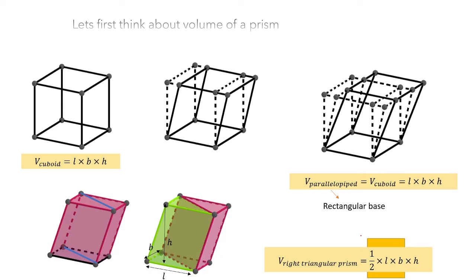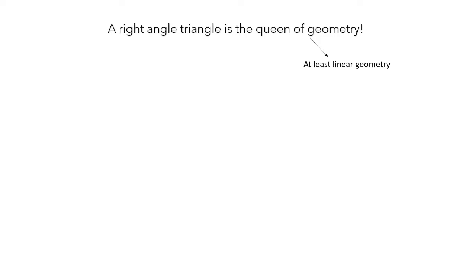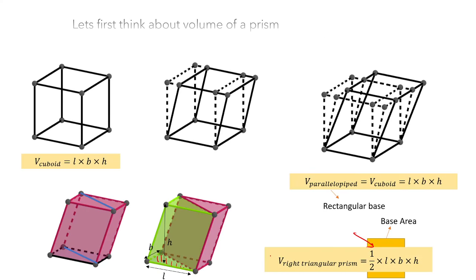And here half into length into base is going to be the area of this base, right? So from here I can say that you can write the volume as base area into height. Okay, so that's the idea. So we have base area into height, that kind of a formula for a right angular prism. And then I will show you how to generalize.